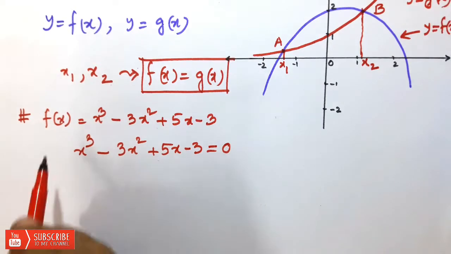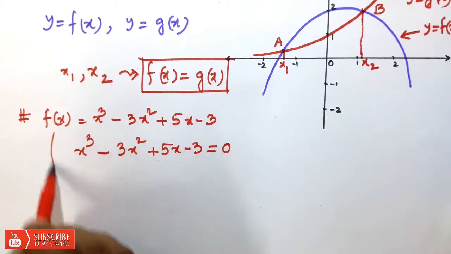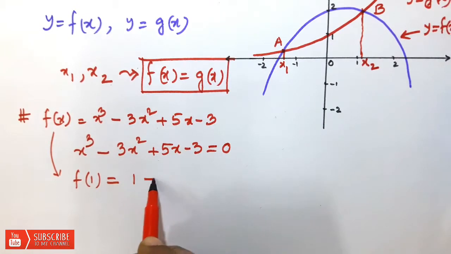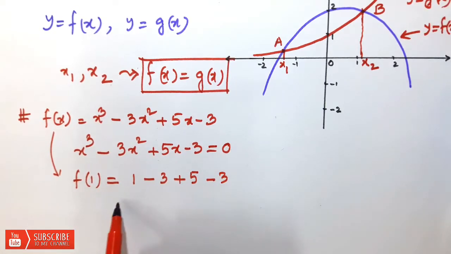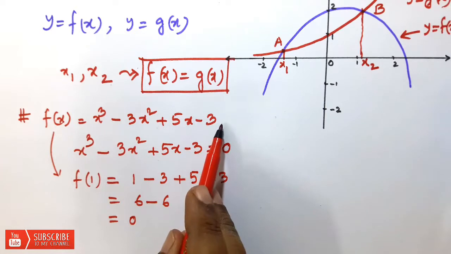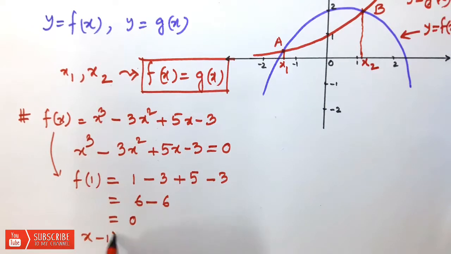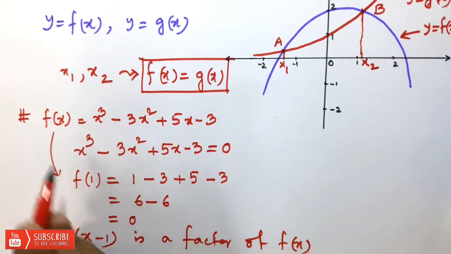Now see that f(x) is equal to this expression. If you put x = 1, what will happen? f(1) = 1³ − 3·1² + 5·1 − 3. So we get 6 − 6 = 0. So 1 is a zero of this function, 1 is a zero of this polynomial. So x − 1 is a factor of f(x).